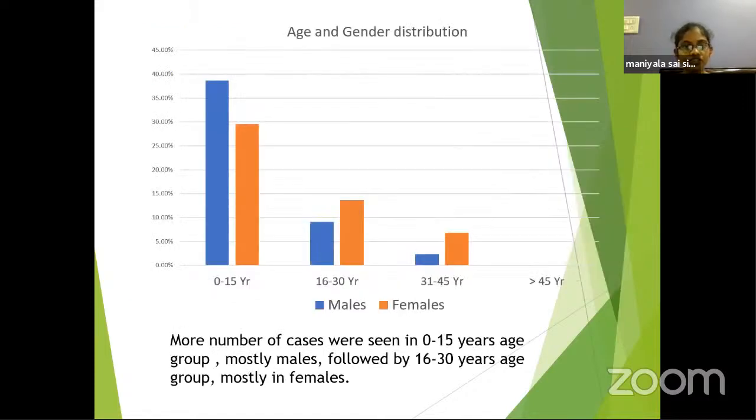This is the gender-wise and age-wise distribution of the infections. The 0 to 15 years group had more number of cases, where males predominate. That was followed by the 16 to 30 years age group, where females have outnumbered the males. Very few cases in the 31 to 45 year age group and no cases in above 45 years.